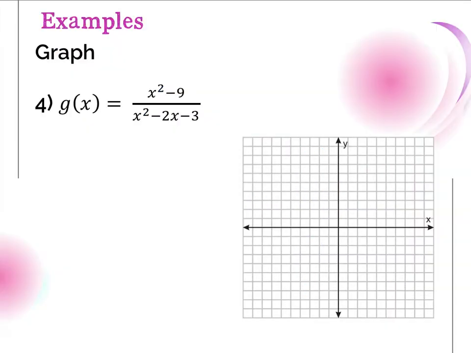All right, now what? Factor. So this time I can factor both the numerator and the denominator. This is the difference of 2 squares, x plus 3, x minus 3. Denominator, x minus 3, x plus 1. Now what happens? There's a hole.